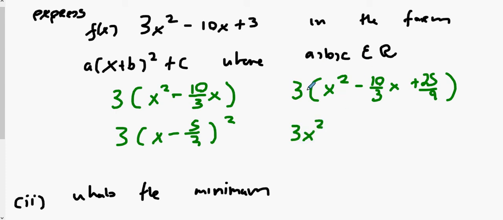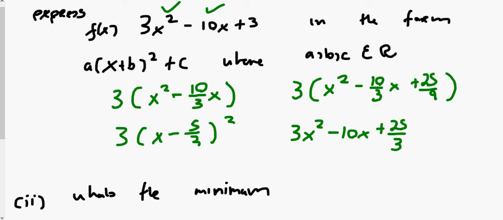3x squared, we wanted that, didn't we? What's 3 times 10 over 3? Minus 10x. We also wanted that. 3 times 25 over 9? It's actually 25 over 3. You can use your calculator.